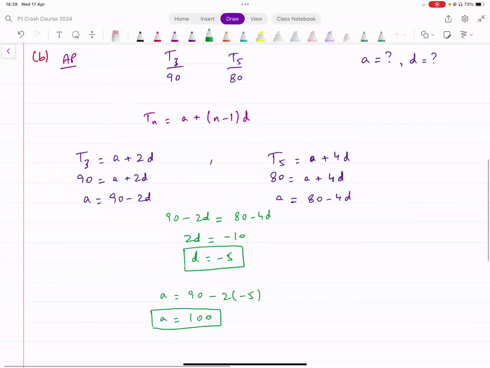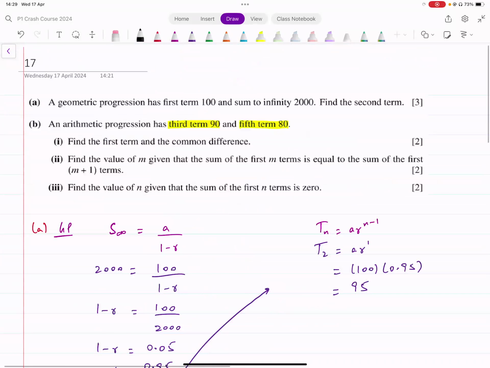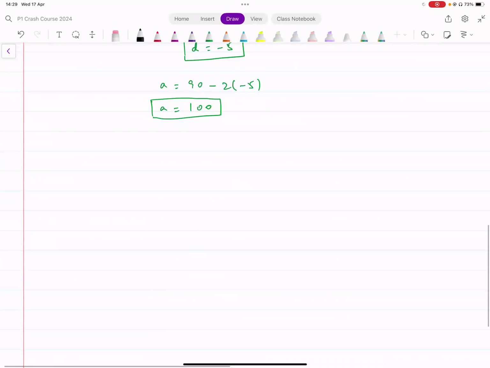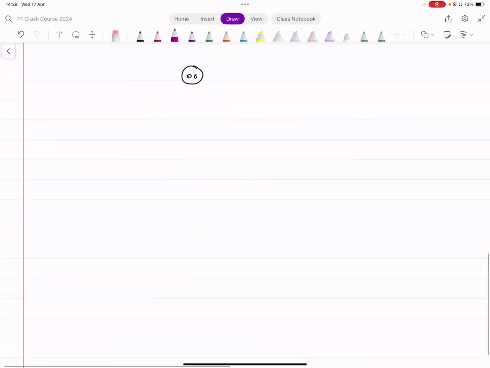Now, this is one way to do it, and that's perfectly okay. You just use the term formulas, and you get the result. Okay, this is one possibility, but it's only a 2-mark question. Since it's an arithmetic progression, you could actually just do it in your head directly as well. Let me show you how that could be done.